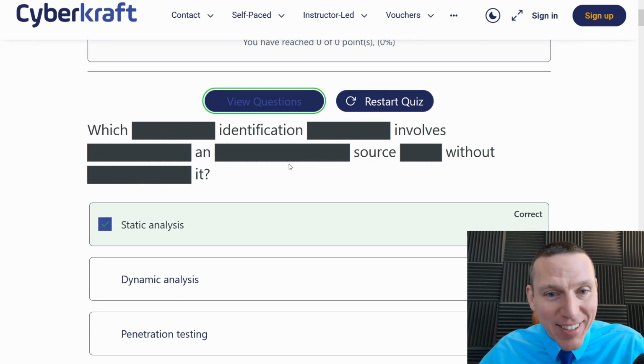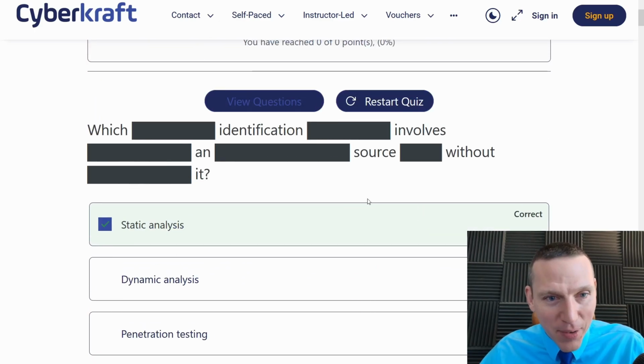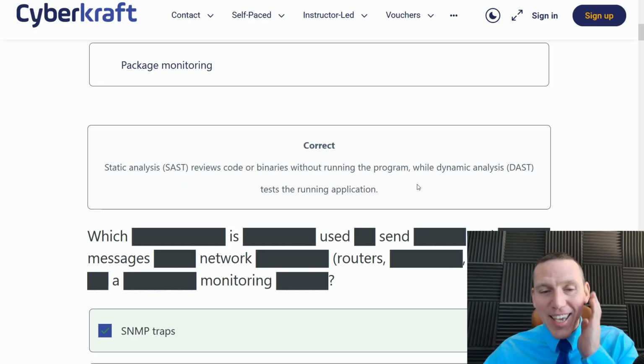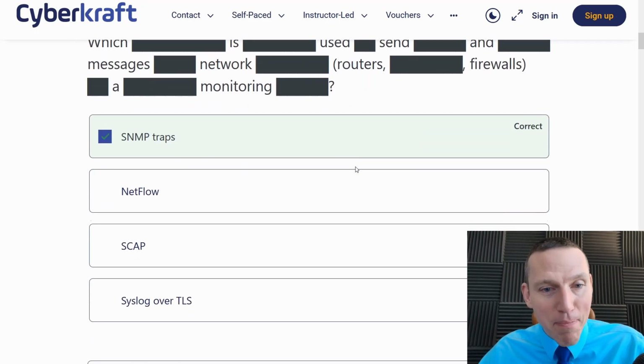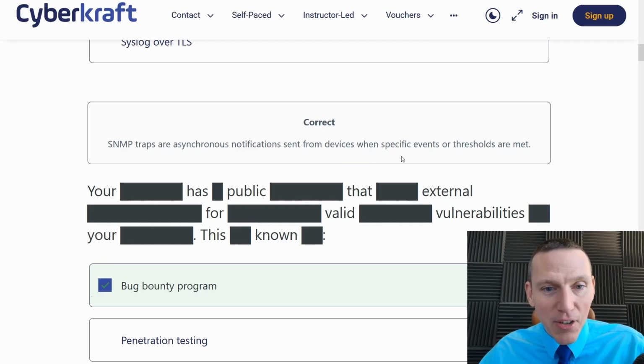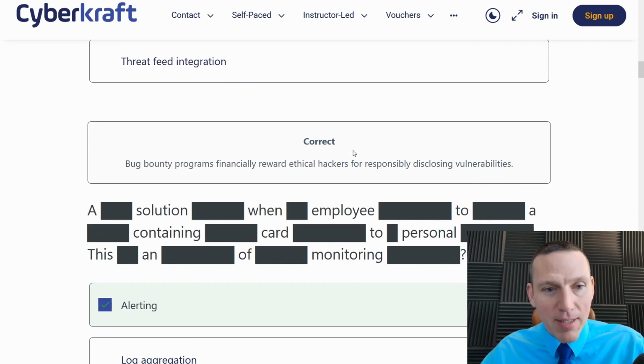Static analysis. I still don't see the question. Static analysis views code or binaries without running the program. Is that what this said? Wow, geez, I can't believe I got 19 out of 20. That's pretty good. SNMP trap, that's good. Asynchronous notifications sent from devices. Okay, bug bounty program. Yep, that made sense.